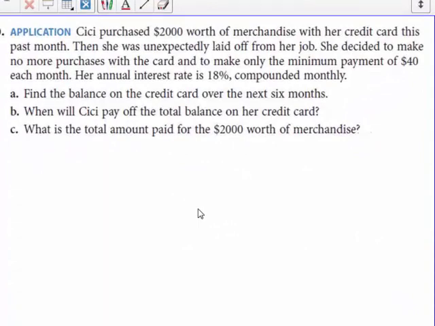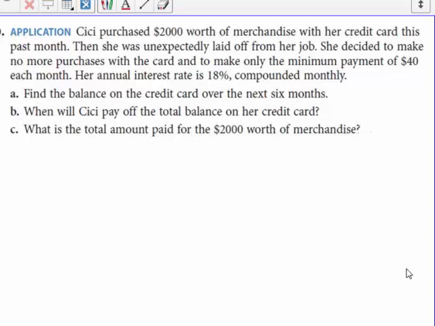It says CC purchased $2,000 worth of merchandise with her credit card this past month. Ooh, dangerous. Then she was unexpectedly laid off from her job. She decided to make no more purchases with the card and to make only the minimum payment of $40 each month. Her annual interest rate is 18% and it's compounded monthly. Find the balance on the credit card over the next 6 months.